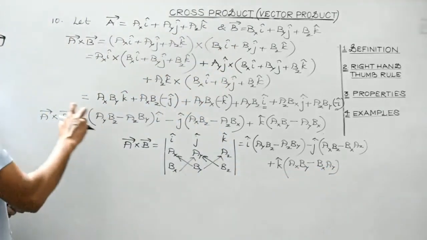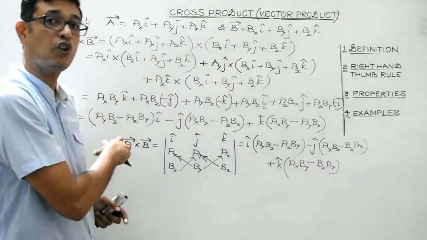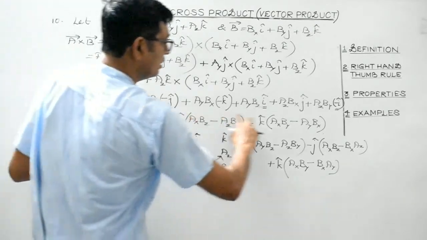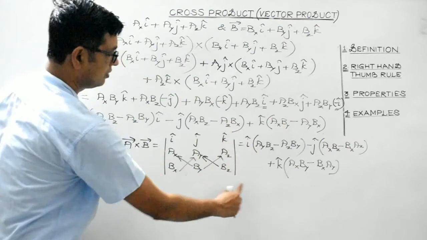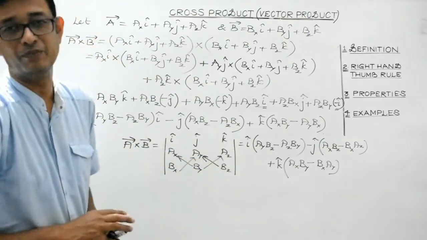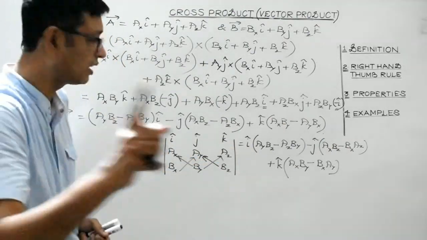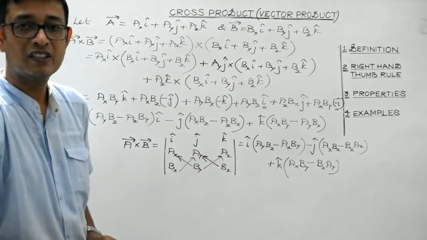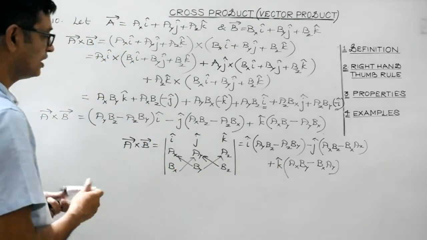So students, the result of A vector cross B vector in the rectangular components which we obtained over here can be easily remembered with the use of this determinant. Right? So while solving numericals, we'll follow this method. Understood, students? And what about the magnitude then?